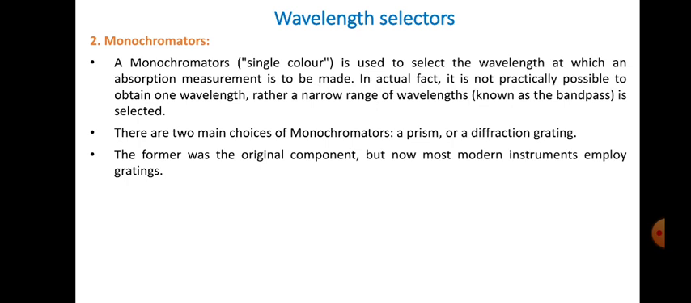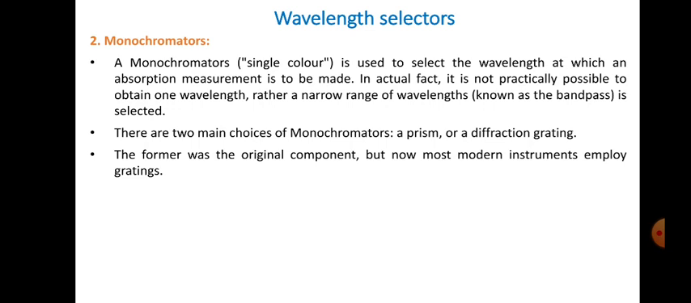Okay. So, first type we have seen, they are the filters. Filters can be of two types, that is absorption filter and the interference filter. Okay. So, the second type of the wavelength selector is a monochromator. Monochromator literally means single color. So, these are helpful to convert the polychromatic radiation into monochromatic radiation, right.